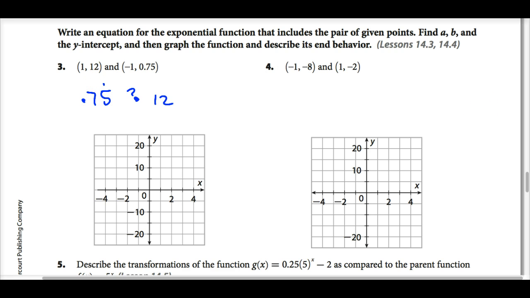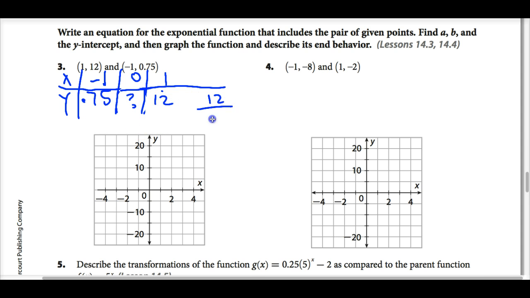The first number, the x value, is -1. When x is -1, y is 0.75. When x is 0, we don't know because they didn't give us any information, so I'm just going to put a question mark over there. And when x is 1, obviously we know the number, that's 12, right? So what number do we have to multiply to go all the way to 12? All we have to do is always remember back divided by front. So if you go 12 divided by 0.75, you'll find out that the answer is 16, okay?